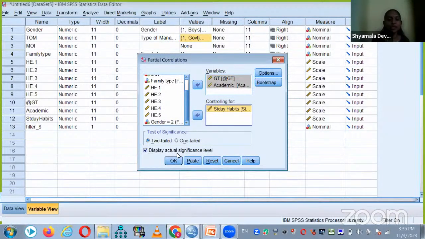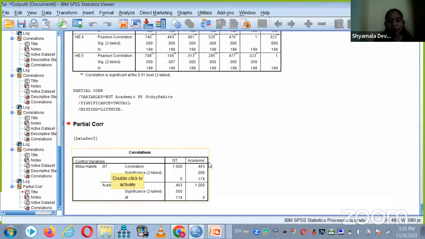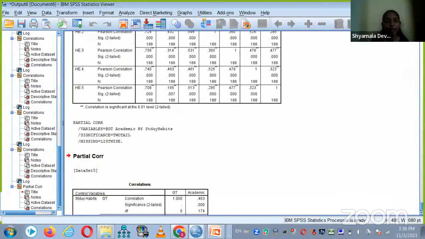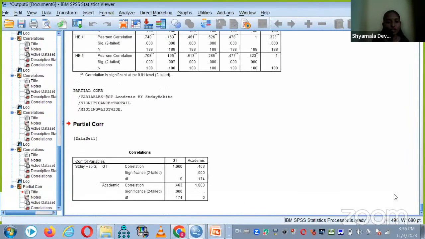The rest of the things are same. So go to okay. Now we are getting the correlation value of achievement, that is 0.46, by partialling out the study habits. Previously, we calculated the correlation for home environment and academic achievement. There, what is the R value? Yes, for home environment grand total and academic achievement, the R value is 0.5. But when we partial out the study habits, the R value changes. When we control the study habits, the R value is 0.4. So it clearly shows the study habit is also enhancing the academic achievement of the students.